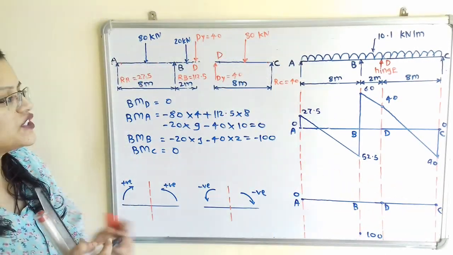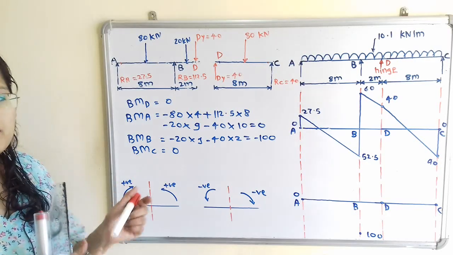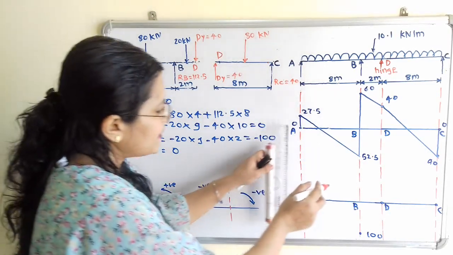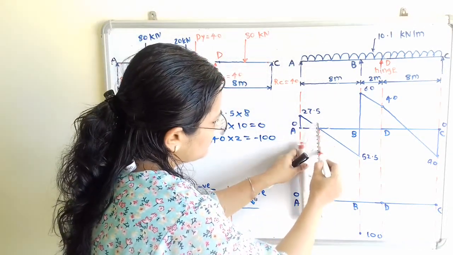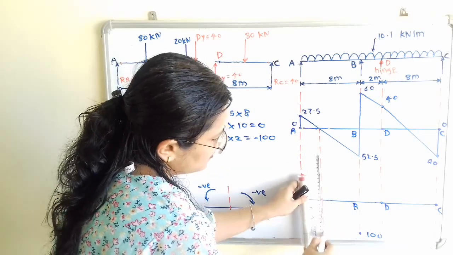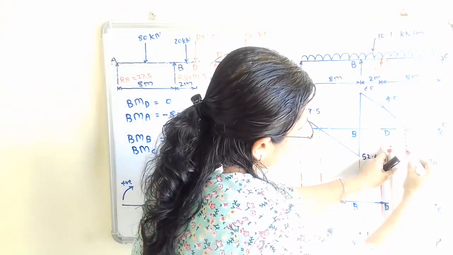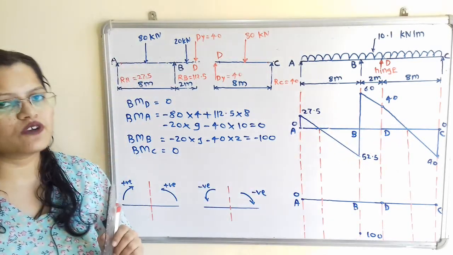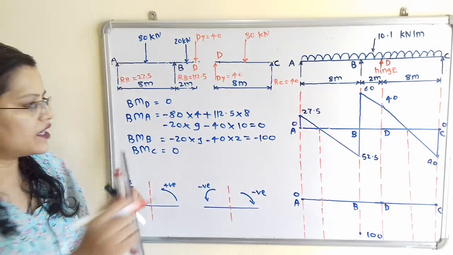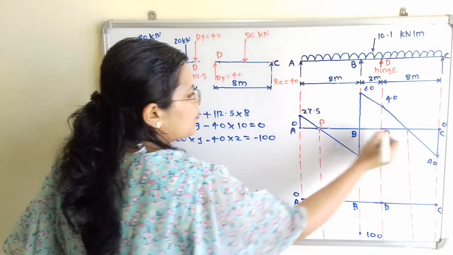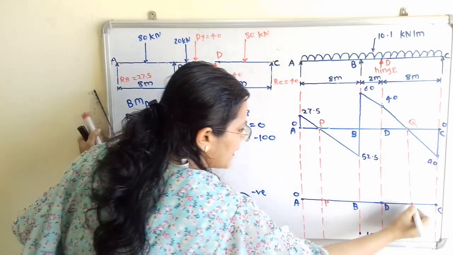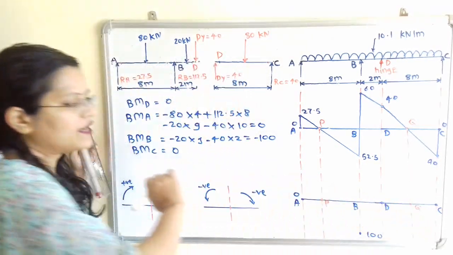Now if we observe shear force diagram, then there are 2 points where the value of shear force is equal to 0. So I will extend these 2 points. We know that at the point where shear force is equal to 0, there is maximum bending moment. So this point we will consider point P, and here is the point Q. So we have to find out the value of bending moment at point P and at point Q.